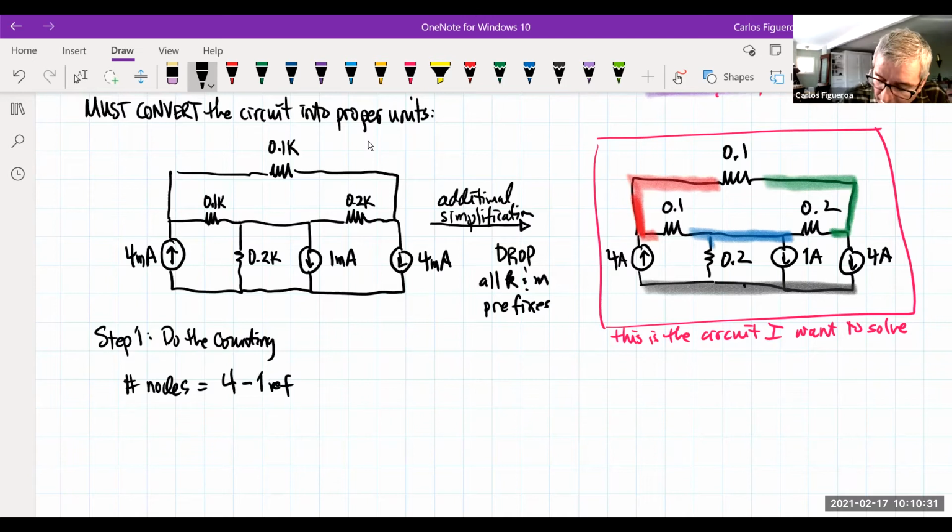So I'm going to pick my black one here. This is arbitrary, I could pick any one. So I'm going to call that my 0 one. So I really have 3 unknown node voltages.